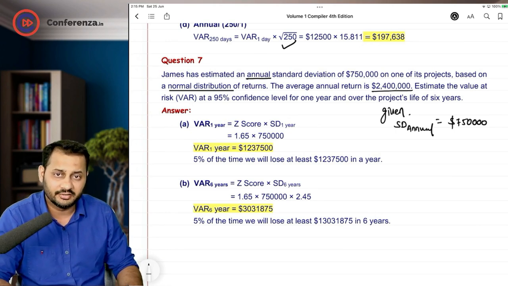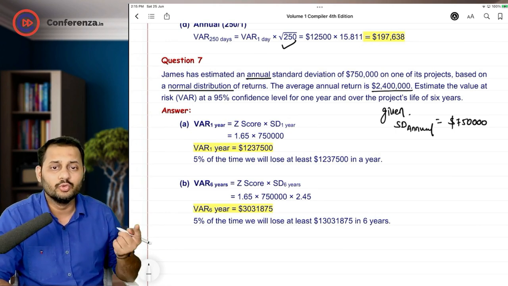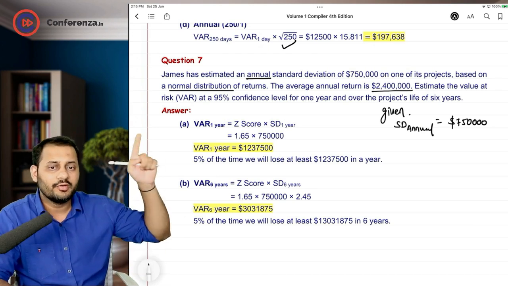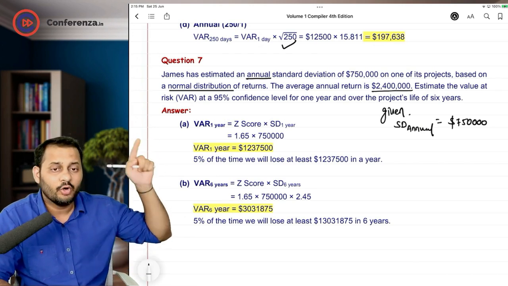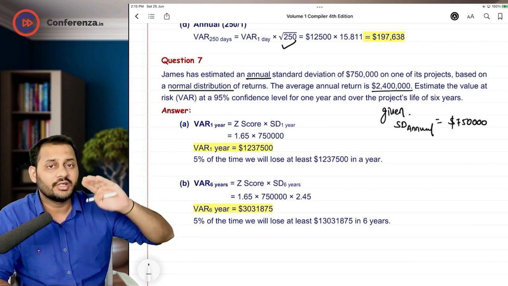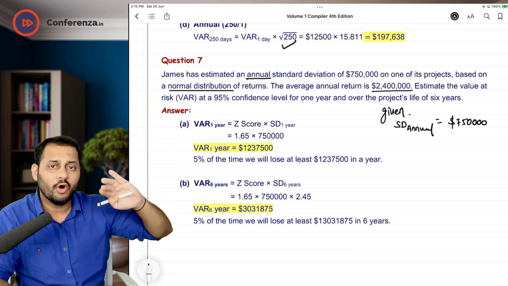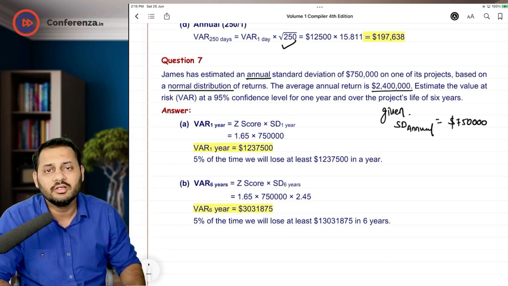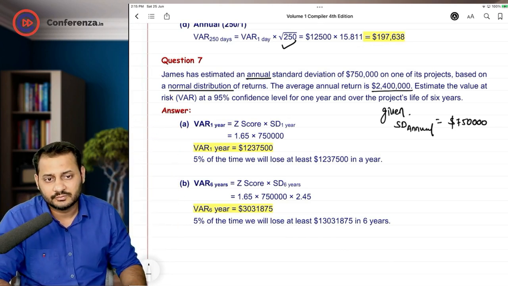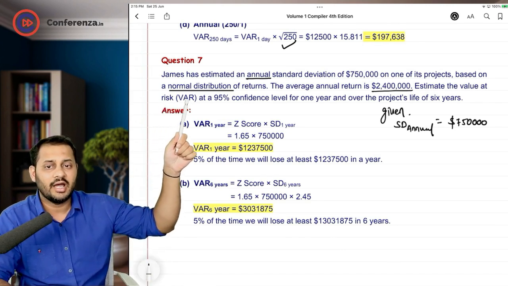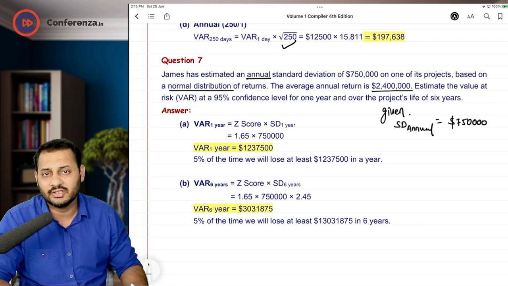This is the return on which you can lose. Sorry, it's not the VAR. So 2.4 million is the return on which your return can go up by 0.75 million or down by $0.75 million. Okay. Estimate the value at risk at a 95% confidence level.